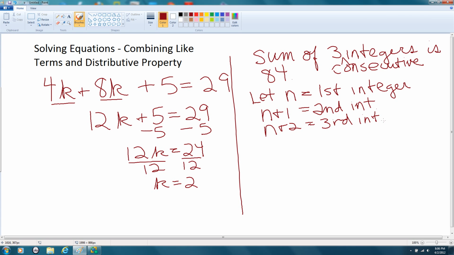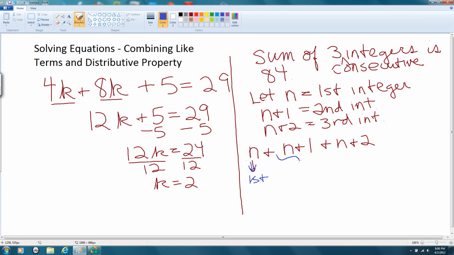Well, we know if we add these three integers together, we're going to go n plus, that's the first integer, n plus 1 plus n plus 2. So let's make sure we're clear on what's happening here. This is the first integer.